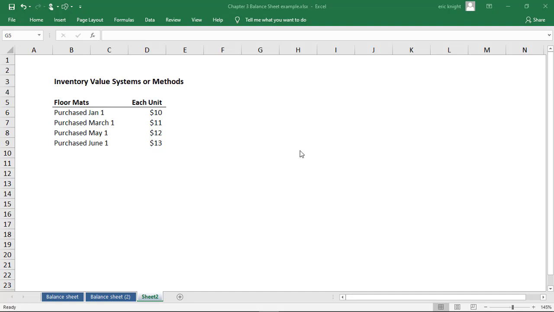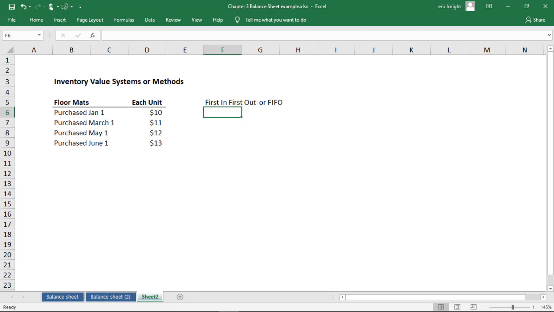So we're going to use some different systems that management can use to assume that the inventory is of certain values. One system we can use is first in, first out, better known as FIFO. The FIFO system says that if the customer buys something from us, we're going to always get them from the earliest batch. This is the method that most people think makes the most sense.